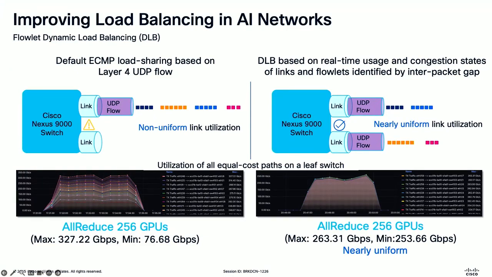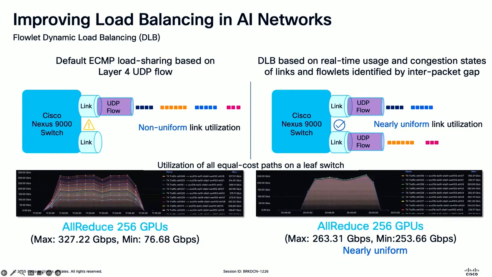The way flowlet works is that it uses the same layer 4 flow, the 5-tuple flow, and then it looks for inter-packet gap. And if the inter-packet gap is longer than a configured threshold, the next set of packets are identified as a new flowlet. And then the switch looks at the real-time usage of the links and the real-time congestion states of the link and sends this next flowlet on the least congested, or the least used, link in real time.